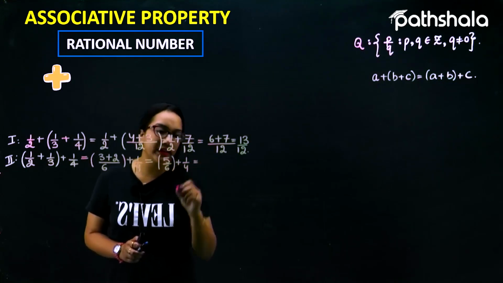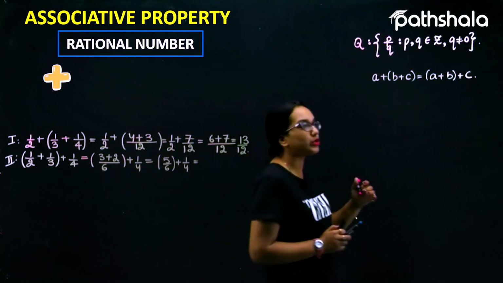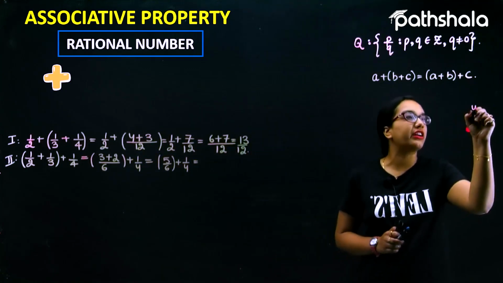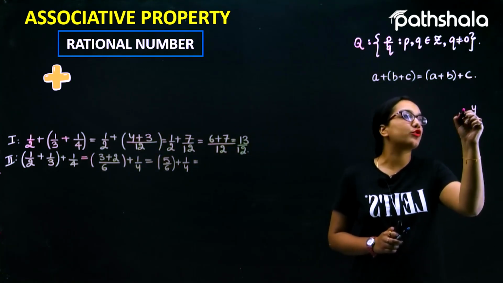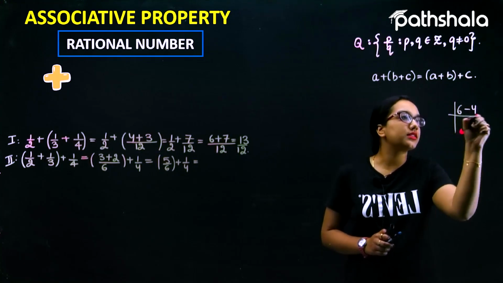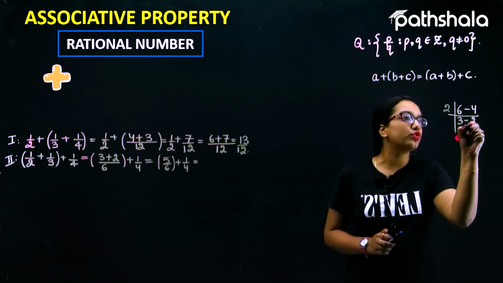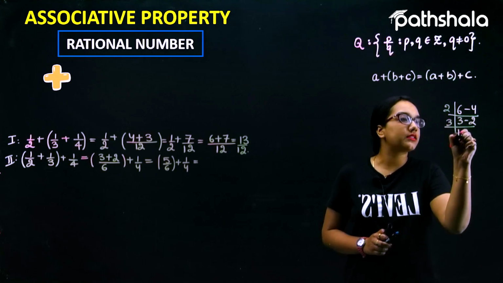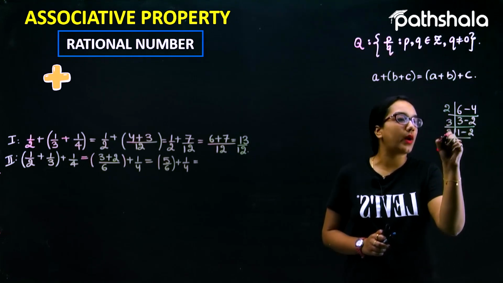Now we have to take the LCM of 6 and 4. So let us suppose I am taking the LCM of 6 and 4 over here. 2 3s are 6, 2 2s are 4, 3 1s are 3 and 2 1s are 2.